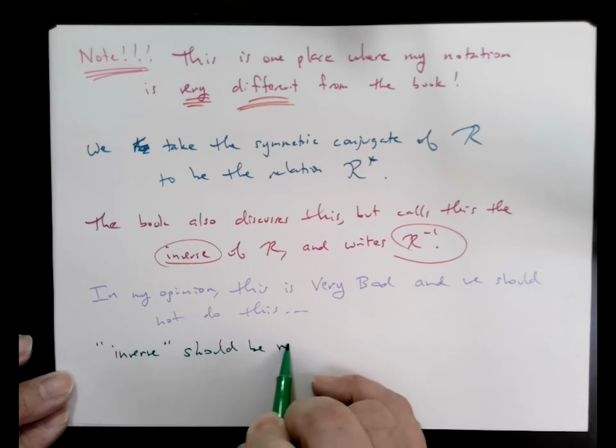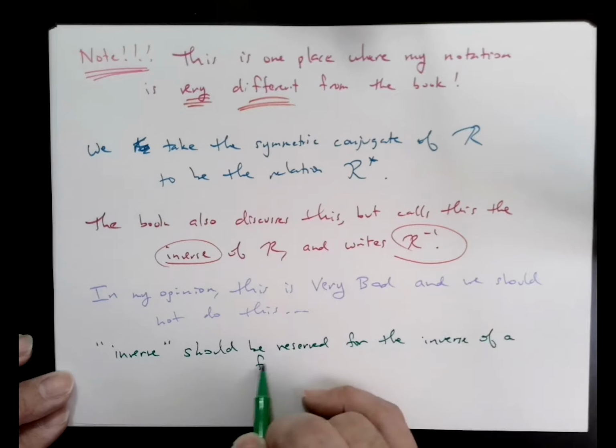So to be clear, I will not do what the book does and call this the inverse. I will call this the conjugate. So now let us revisit some of our earlier examples.